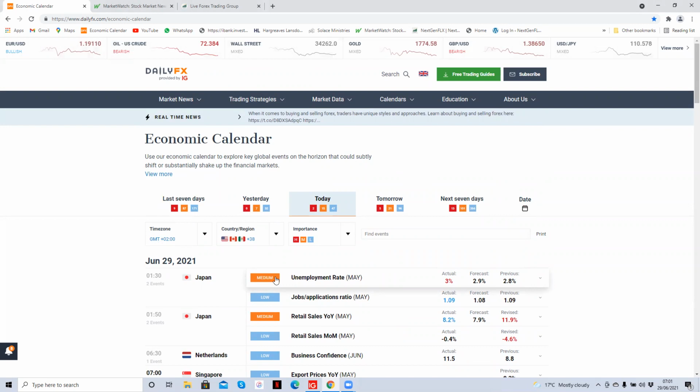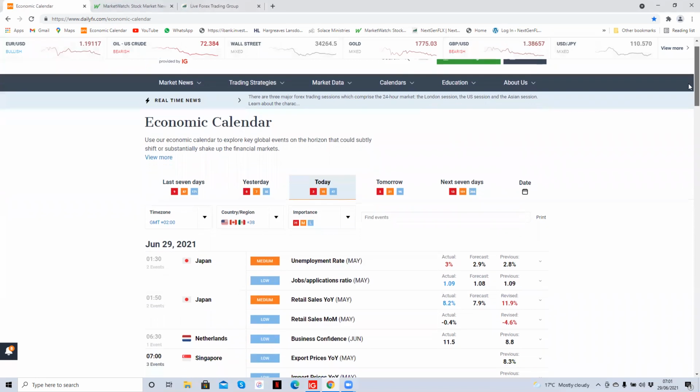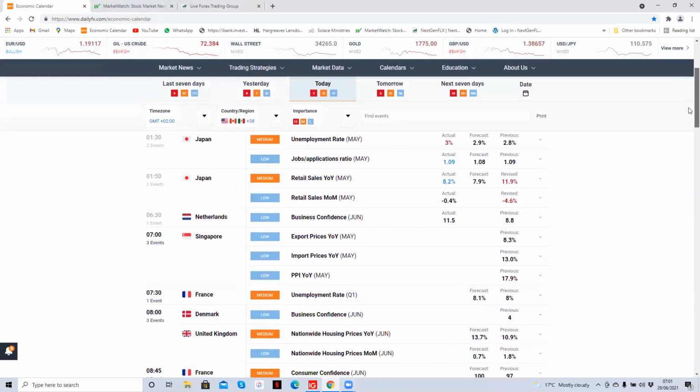So let's see what's coming up today. The two markets we're looking at are the Euro-US dollar and the US dollar-Canadian dollar. So those are the two main markets we're looking at, Euro-USD and USDCAD. We're going to see what reports are due out today that could affect those currency pairs. So let's have a look.